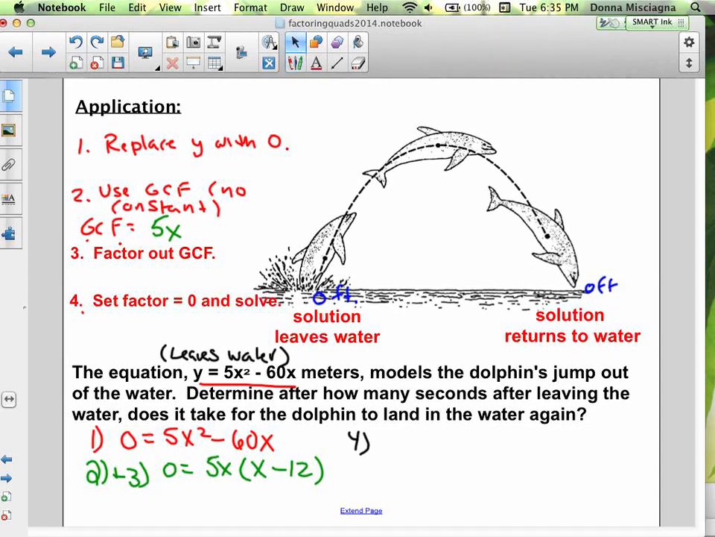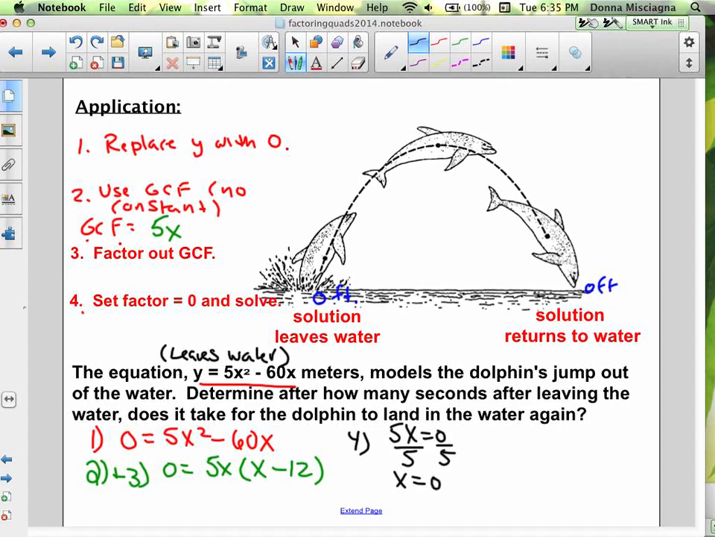All right, so our step 4, let's do it over here. We have 5x equal to 0, and we just divide both sides by 5, x is 0. So this is when the dolphin leaves the water.